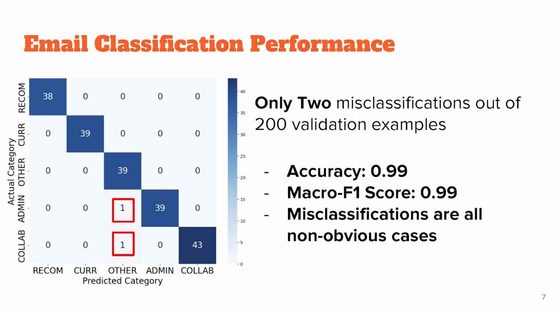As you can see from this confusion matrix, the model performed really well on the validation set with only 2 misclassifications. We also found that both of them are ambiguous cases, so even humans like us were confused initially about which categories they should belong to.